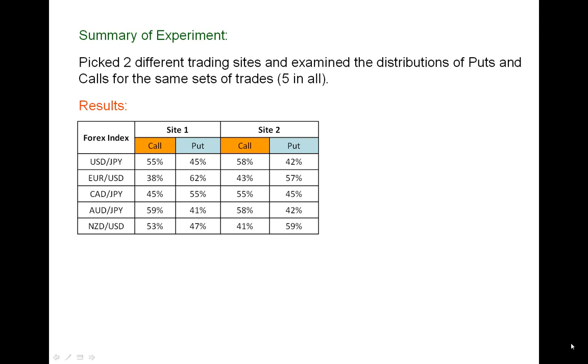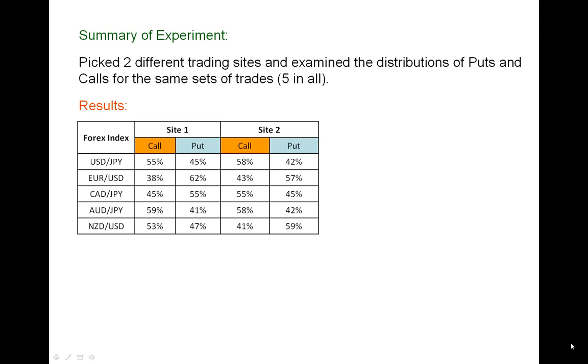And these statistics are relevant with respect to the majority vote strategy that we discussed as part of our Understanding Binary Options series, which I believe is video 4 in that series. And that's what this experiment was trying to investigate. And we did so for 5 different indices. We did it for the US dollar to the Japanese yen, the euro to the US dollar, the Canadian dollar to the Japanese yen, the Australian dollar to the Japanese yen, and the New Zealand dollar to the US dollar.